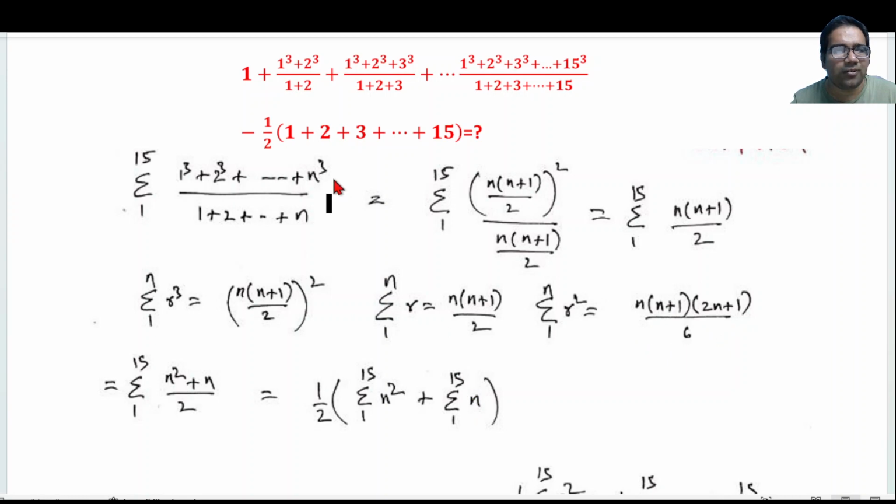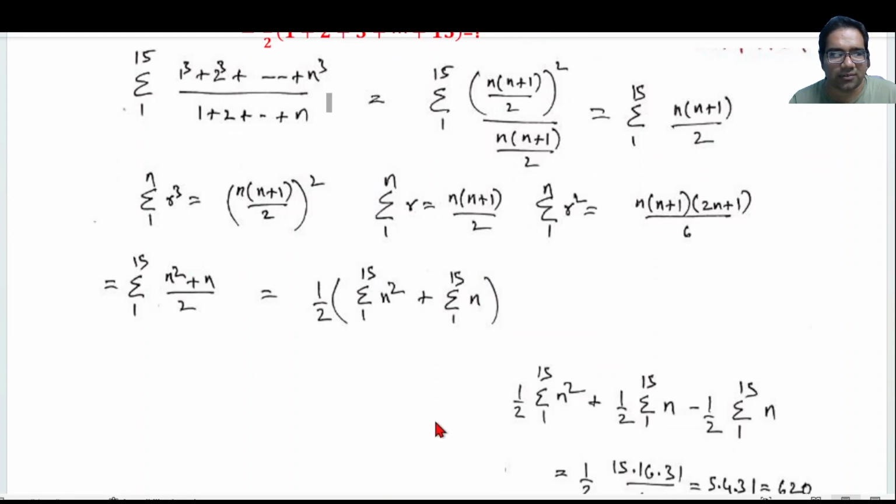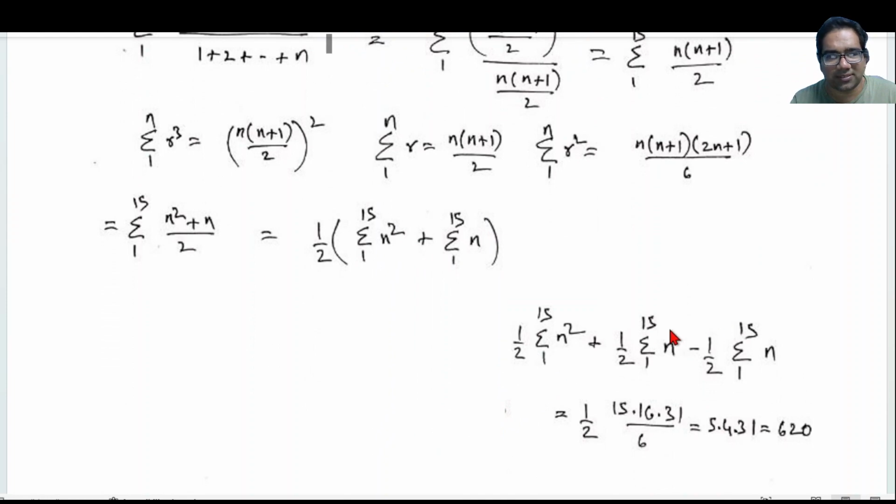So now our total sum has become this one minus this one. Minus this one means these two will get cancelled, and we will be left with half of sigma 1 to 15 n square. Basically, half of the sum of squares of the first 15 natural numbers.